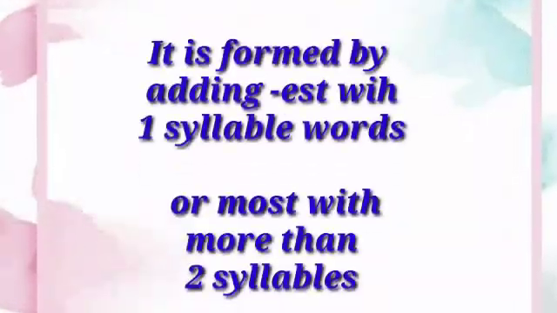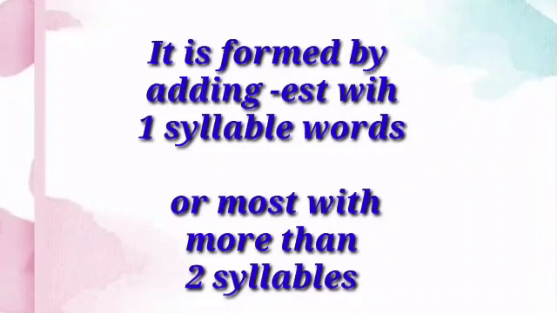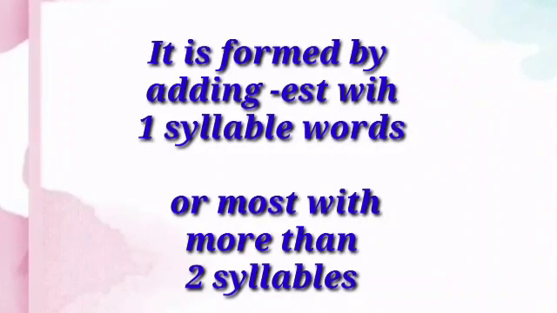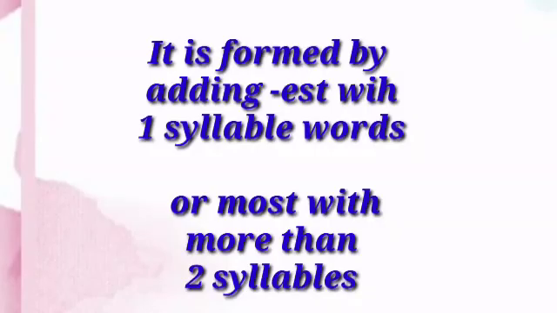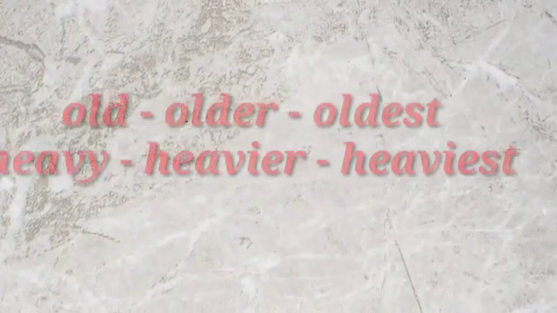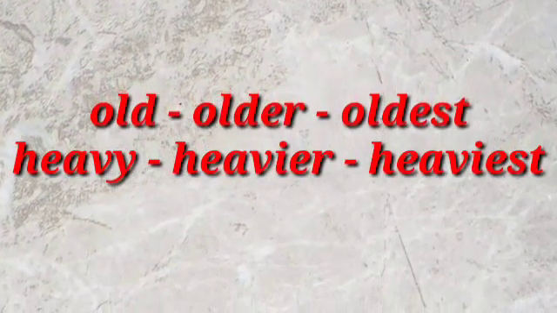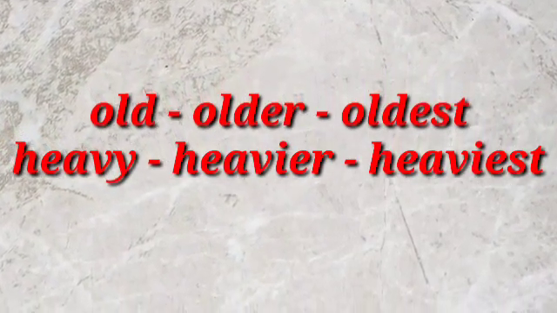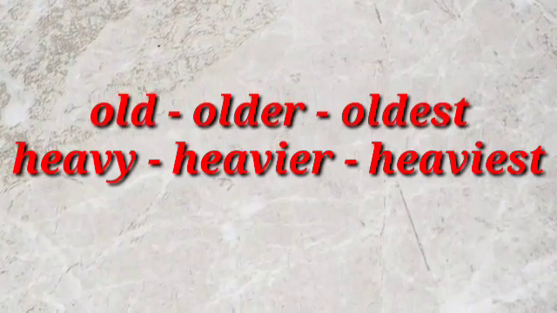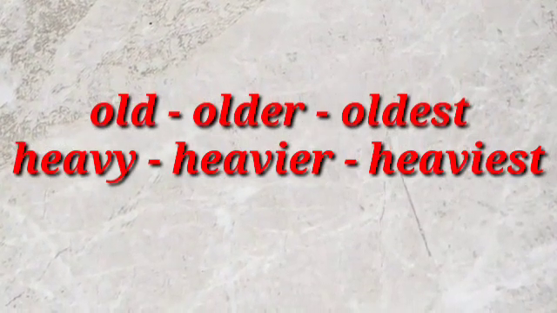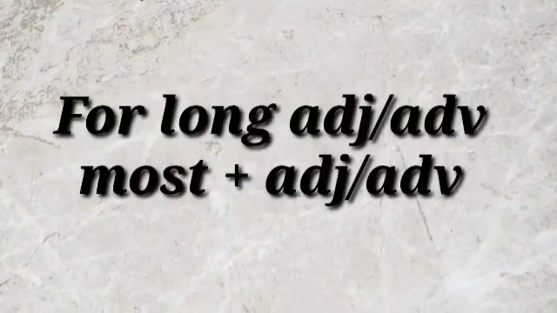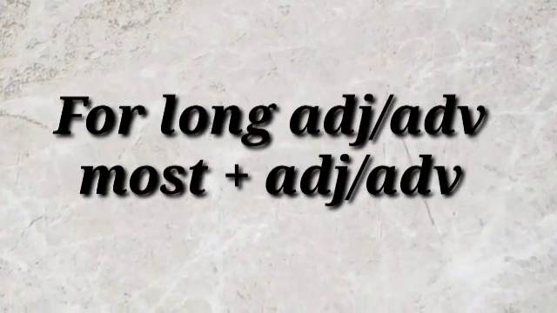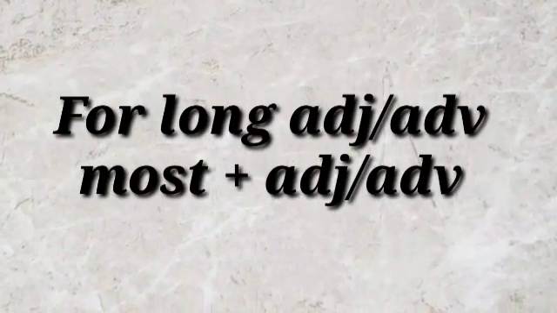It is formed by adding -est to adjectives and adverbs which have one syllable, and by placing most before adjectives and adverbs which have more than two syllables. For example, old, heavy. These words have only one syllable, so we can add -est to write them in superlative form, like oldest, heaviest. And for words which have more than two syllables, we can use most before them.